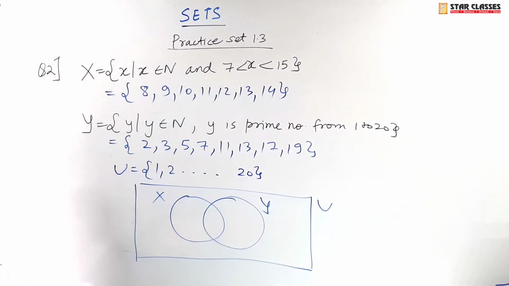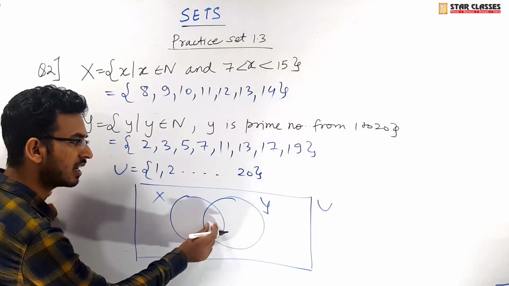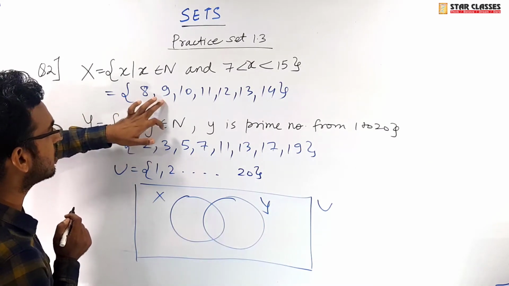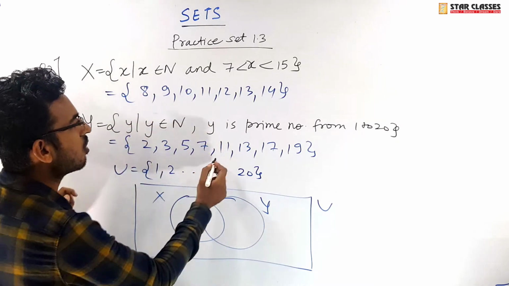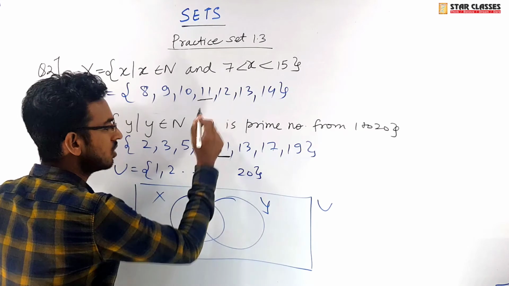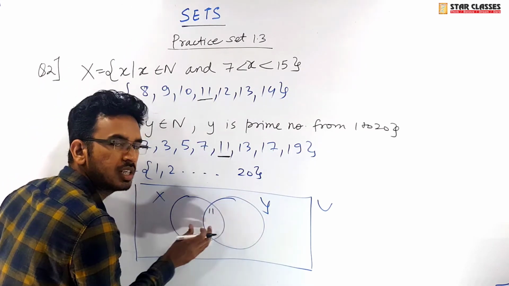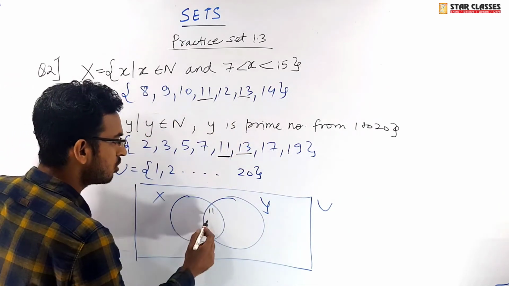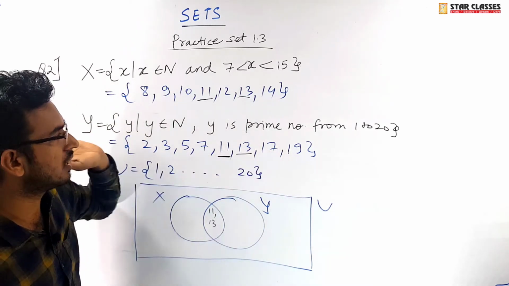Let's find out the common elements of X and Y first and write them here. 2 is not in both, 3 is not there, 5 is not there, 7 is also not in both, 11 is common to both. So write 11 here because this part is common to both the sets. 13 is also common to both. So write 13 also. Then 17 and 19 are not there.